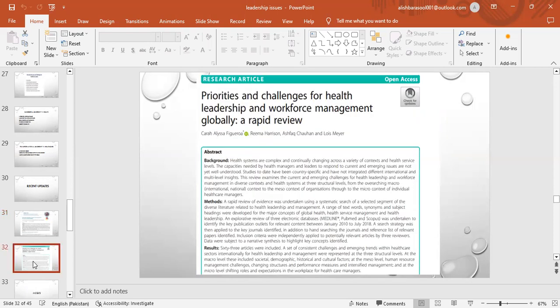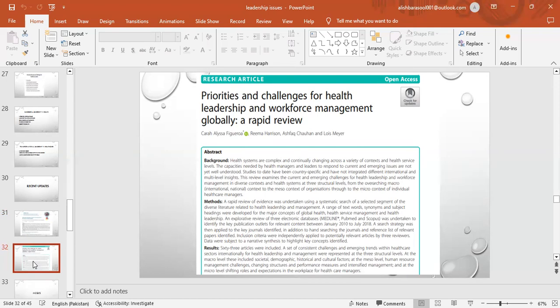Priorities and challenges for health leadership and workforce management globally, a rapid review. Health systems are complex and continuously changing across a variety of contexts and health service levels. The capacity needed by health managers and leaders to respond to current and emerging issues are not yet well understood. Studies to date have been country specific and have not integrated different international and multi-level insights. This review examines the current and emerging challenges for health leadership and workforce management in diverse contexts and health systems at three structural levels, from the overarching macro, international, national context to the meso context of the organization through to the micro context of the individual healthcare managers.